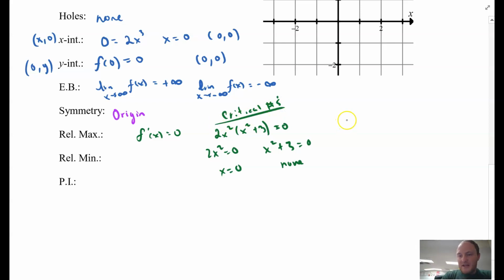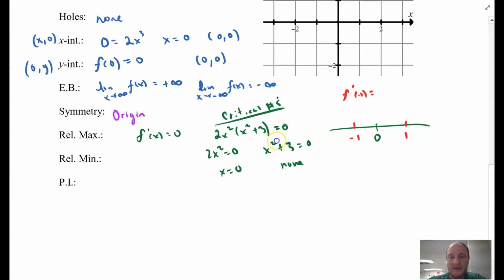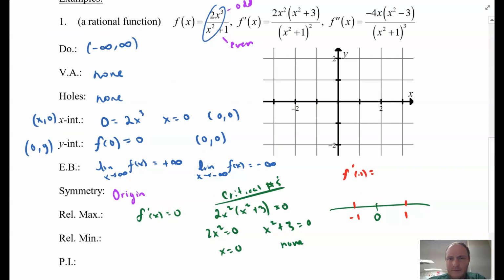Okay, so I can take my number line, and we only have one. We have a 0 here. Okay, so we'll check -1 and +1, and we're going to plug these into f prime, right? So f prime of -1, when we plug this in, we get in our numerator a positive times a positive, and in the denominator that's also positive, so this is a positive value.